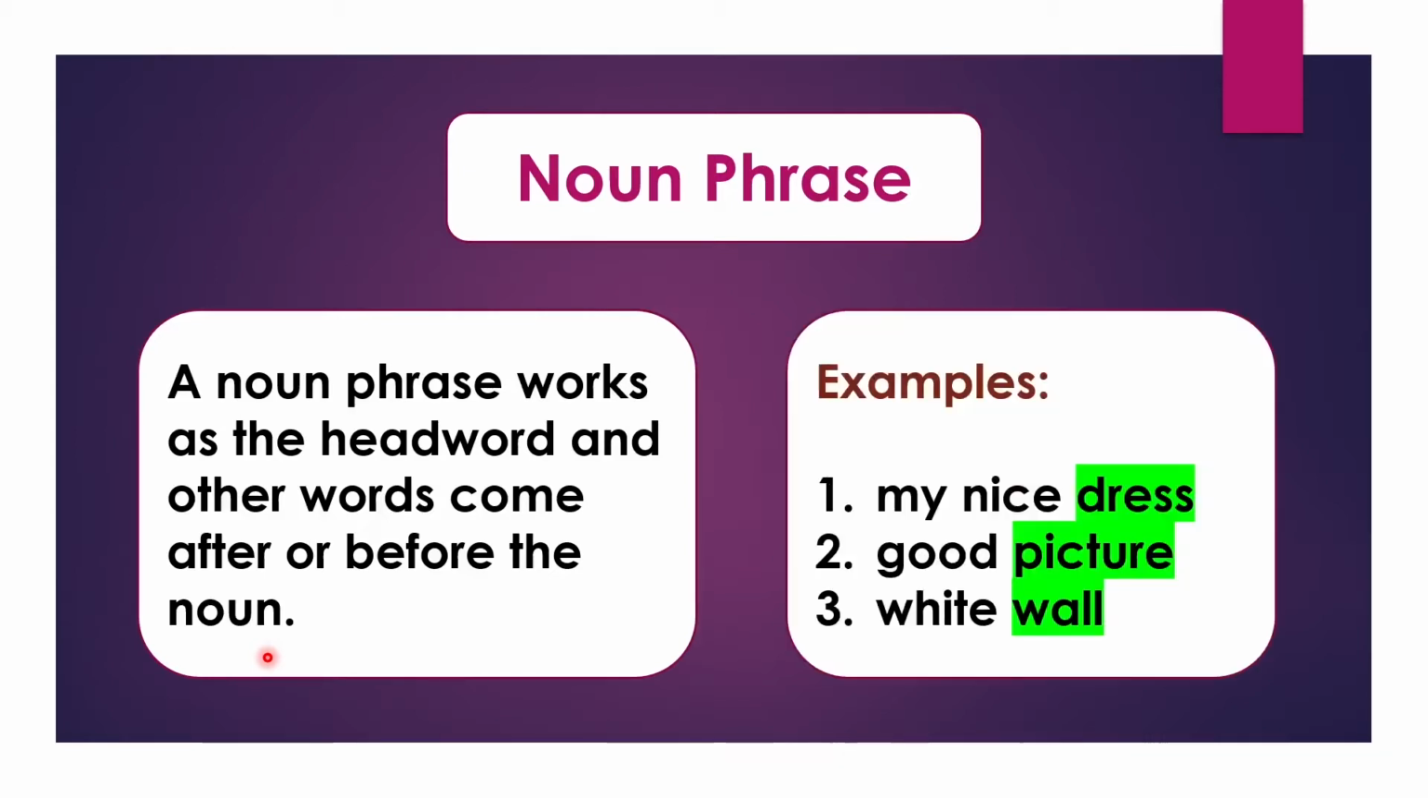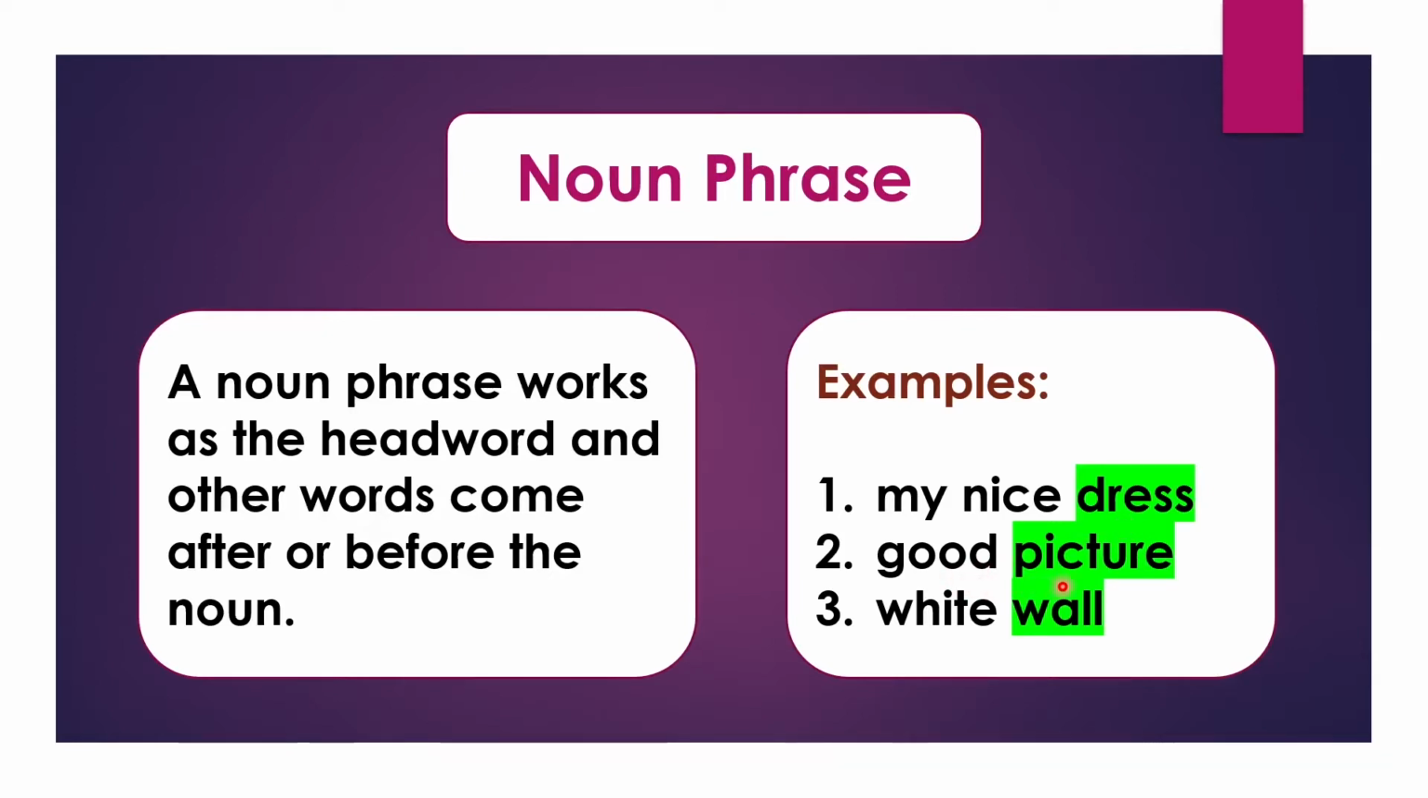For example, my nice dress. My nice what? It is asking for something. A noun is missing. So the word is dress, which is a noun. So here, dress is the highlighted word because it is the head word in this phrase. So this is a noun phrase.